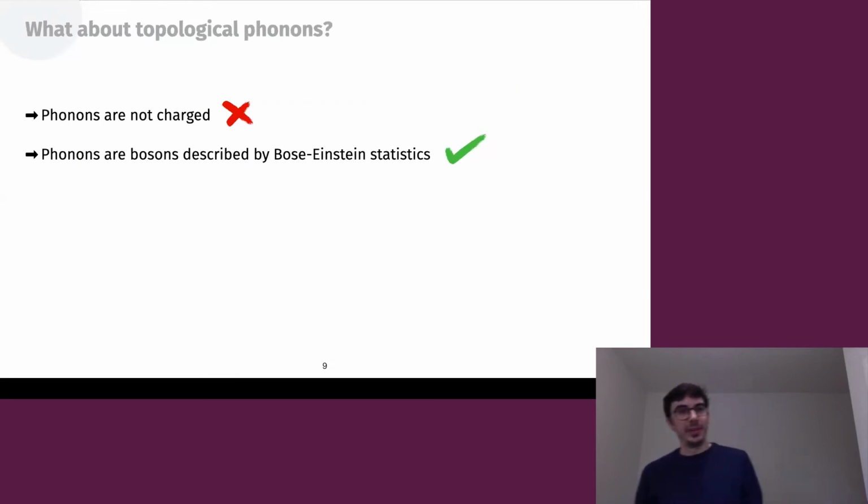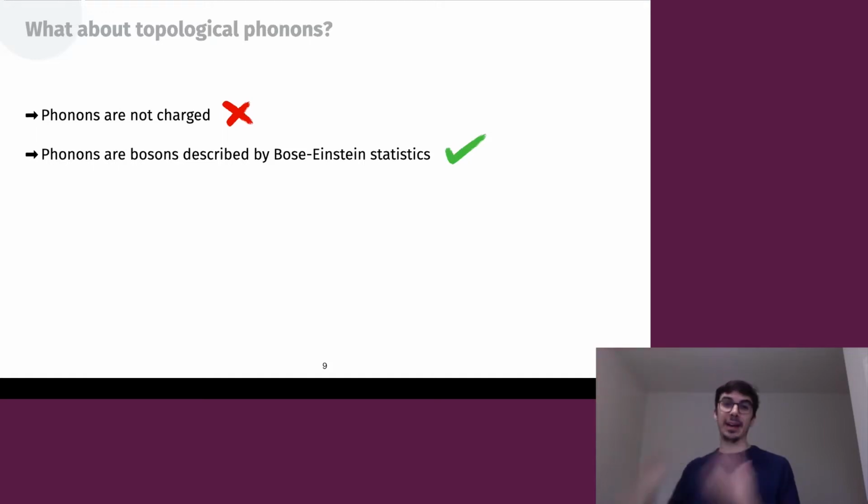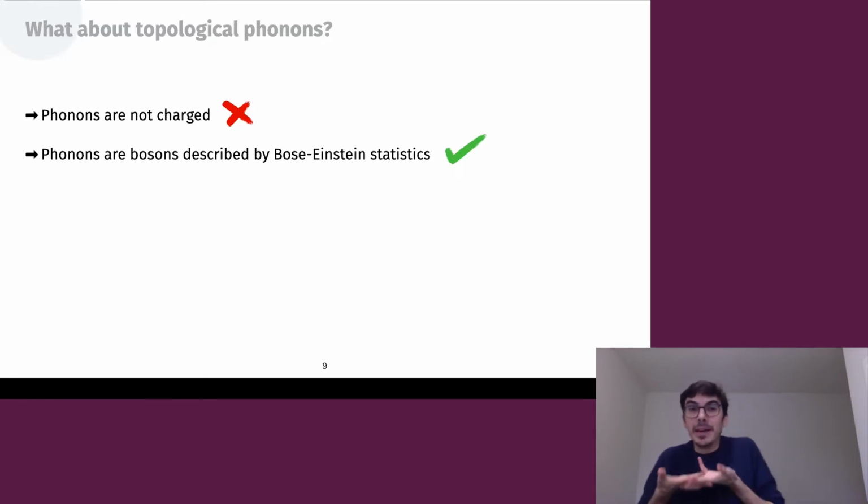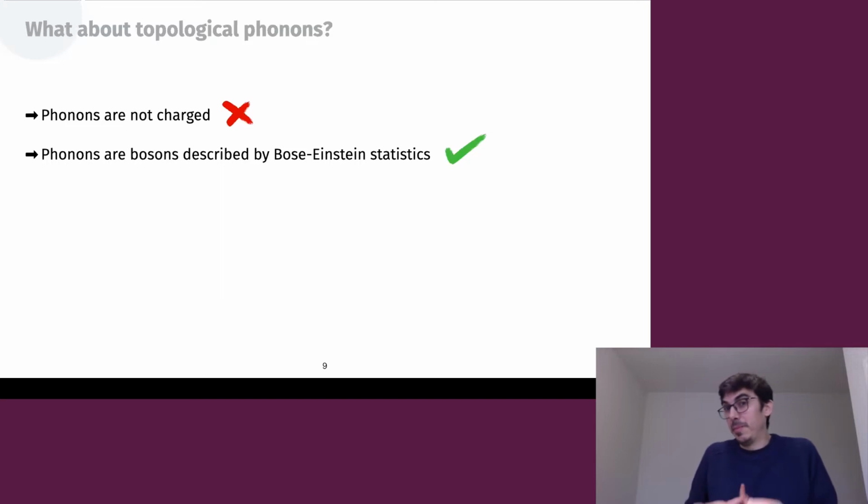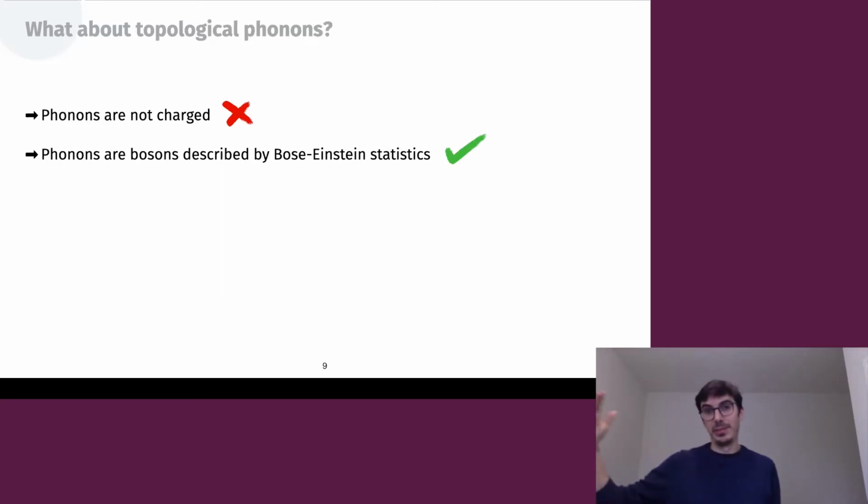Now, what about phonons? You can probably see where I'm going. Phonons are not charged, so that's a disadvantage if you want. It may not be as easy to play around with phonons, and that's probably why they have not received so much attention. But on the other hand, phonons are bosons, and that means that they're described by Bose-Einstein statistics. So we can actually access the entire phonon spectrum, and wherever the topological bands occur, we can access them in principle. That's very different from electrons. And that means that topological phonons may be found in pretty much all materials, because we can access the entire spectrum.